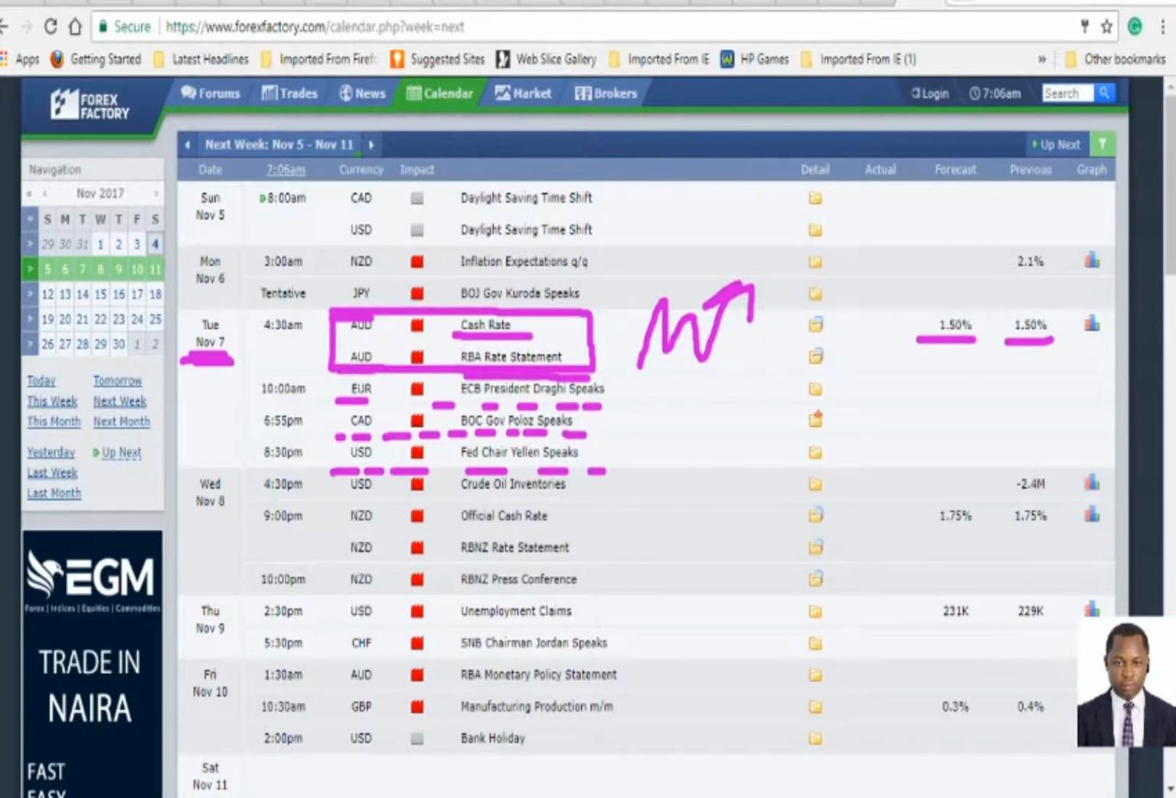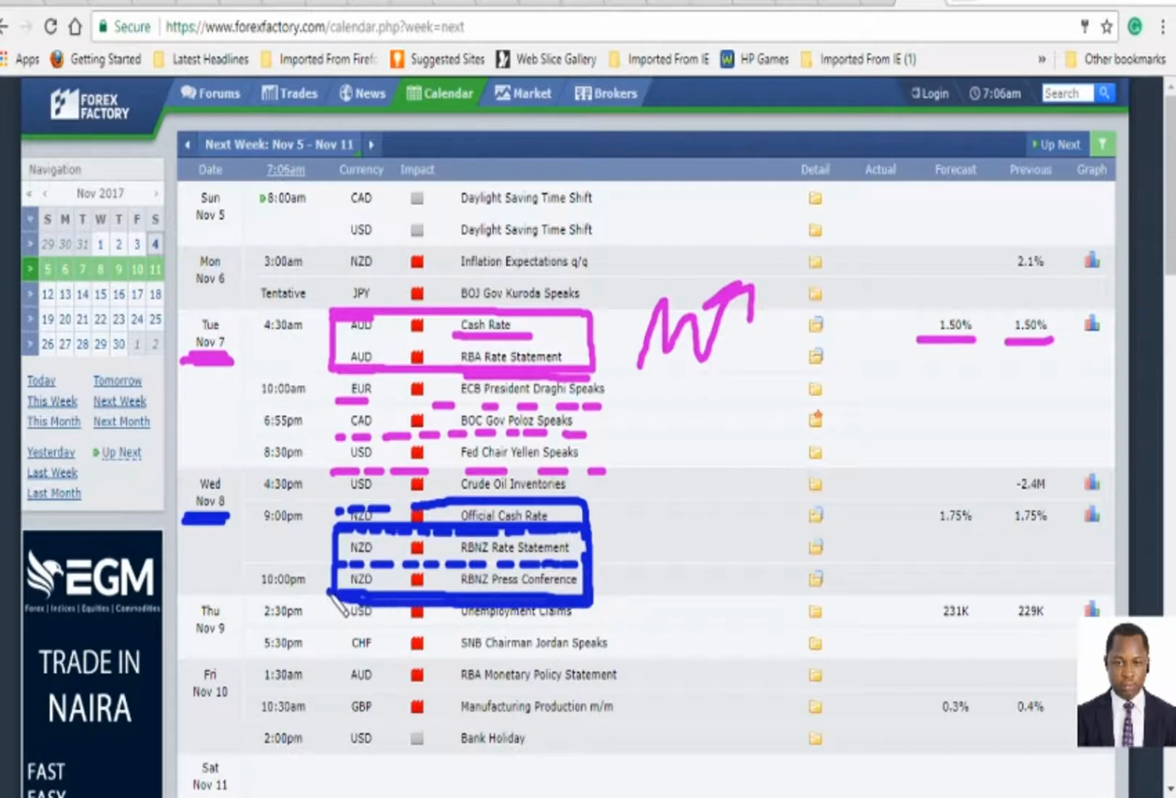Then on Wednesday, we have our interest rate announcement coming from New Zealand. So the New Zealand dollar should be seeing some price action there on Wednesday, the 8th of November, followed by the rate statement. Those are all interest rate events lined up right there for the New Zealand dollar. So on Wednesday, the 8th of November, you must be careful trading all New Zealand dollar crosses, because price will see some heavy market volatility.